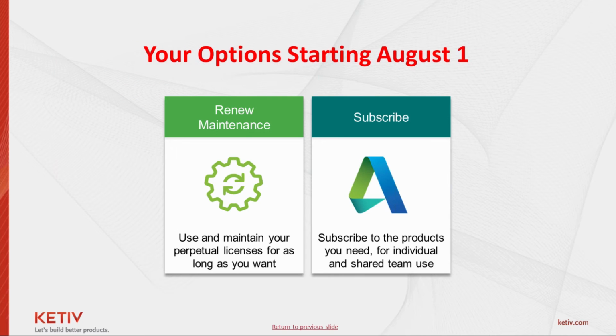Moving forward onto the next slide, this is what your options are going to be after August 1st. After August 1st, we are no longer going to be able to sell you perpetual licenses of any software. So you're going to be able to renew your maintenance plan moving forward. That will never change. You can continue to renew that for as long as you like, and nothing's really going to change for those licenses that you have. But for all new purchases, the only option you're going to have after August 1st is to subscribe.